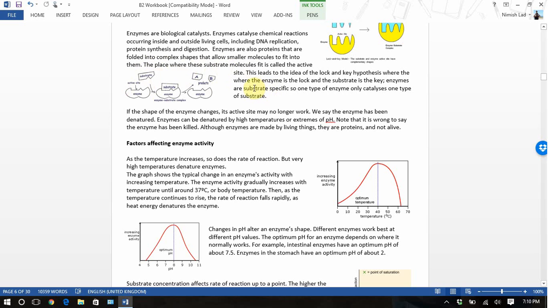This leads to the idea of like a lock and key. So this is like the key, this is the lock, and they fit together. Only certain enzymes fit certain substrates. Okay, so it's a one-to-one relationship essentially. If somehow the shape of this enzyme changes, then its active site might not work anymore. Okay, we call that idea denaturing, and that can be affected by high temperatures or extreme pH. It's wrong to say the enzyme has been killed. Although they're made by living things, they're not actually alive themselves, they're proteins.